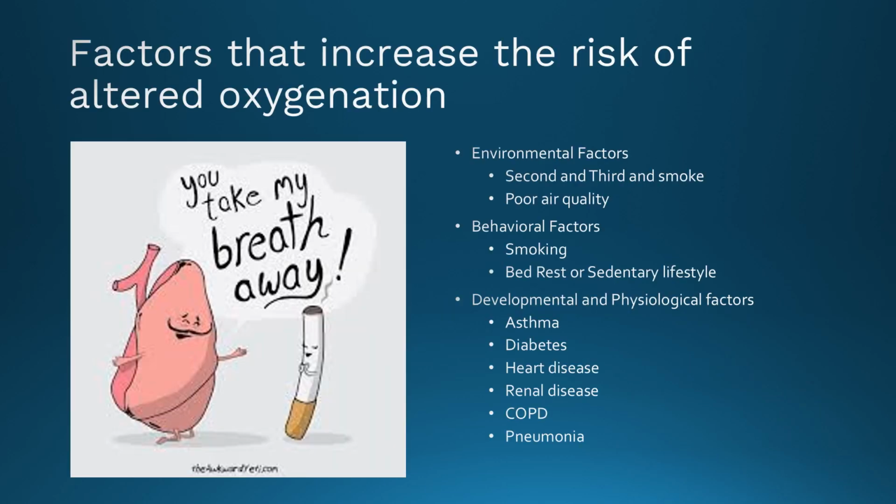So what are some factors that can increase one's risk for altered oxygenation? There are a couple different factors that can increase the risk. The first one being environmental. This refers to the amount of air or the quality of the air that you breathe. Such things as secondhand or third-hand smoke can be a risk factor for altered oxygenation, or generally poor air quality. This is in areas that have large amounts of air pollution, or potentially in a fire smoke area.